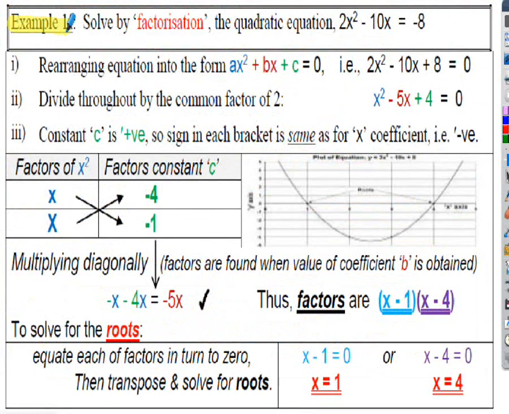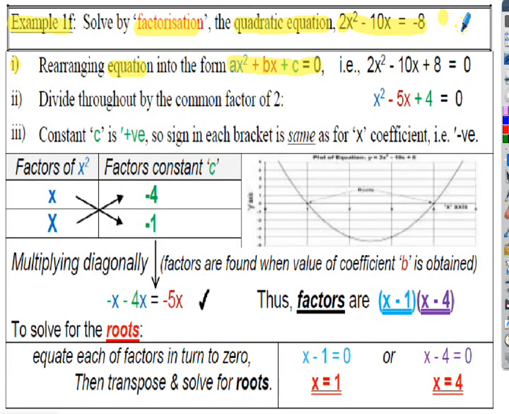Okay, example 1f is an illustration of using factorization to solve a quadratic equation. This time it's given us the form 2x squared minus 10x is equal to negative 8. So I'm going to try and follow the steps through from the following slide to give a structure to my solution. So in step 1 we have to consider the format of the equation. Is the equation given in the format of ax squared plus bx plus c is equal to 0? And looking at the above equation here, no, it's not.